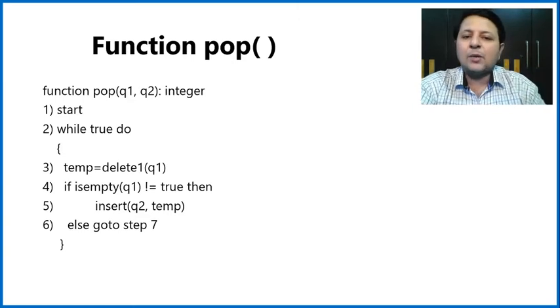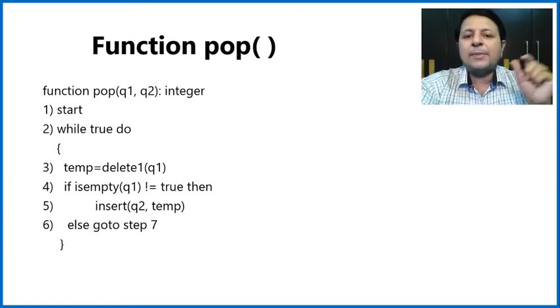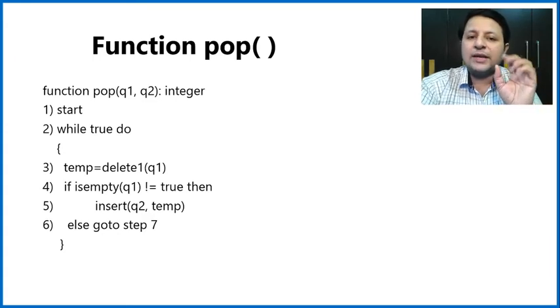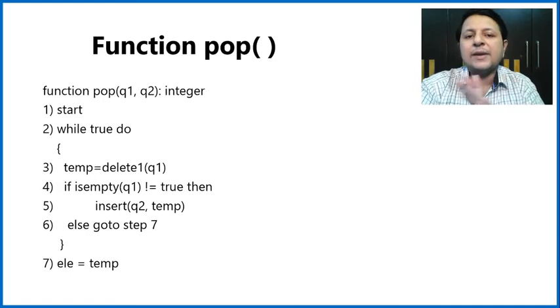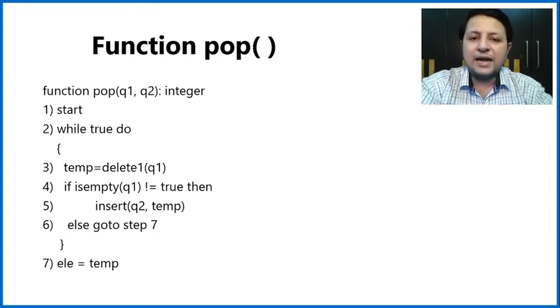So you can see this particular while loop deletes the element from, let's say, Q1. If that element is the last one, then it stops. If it is not the last one, then that element is inserted in Q2. Fine. And once it comes out, you know that temp element is the last element, which is supposed to be the popped element which you are going to return. So currently it is being kept in ELE. Fine. So let's see first how this much part works, and then we will go ahead with the second half.